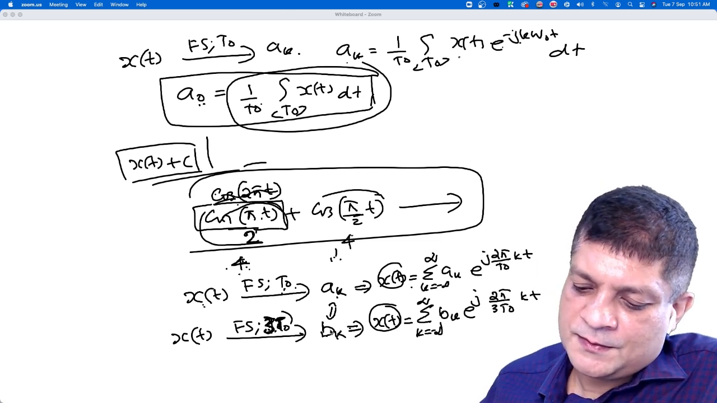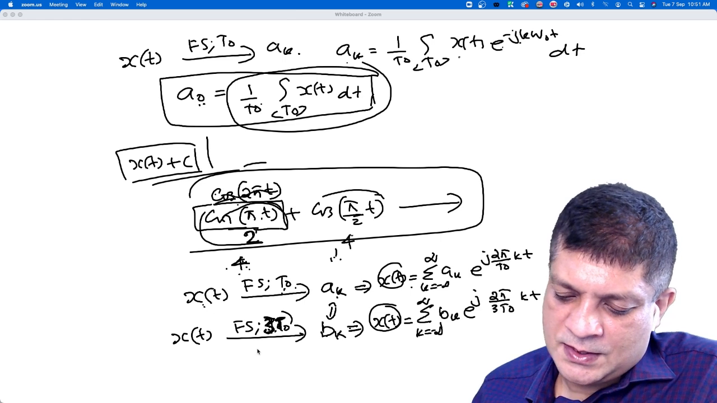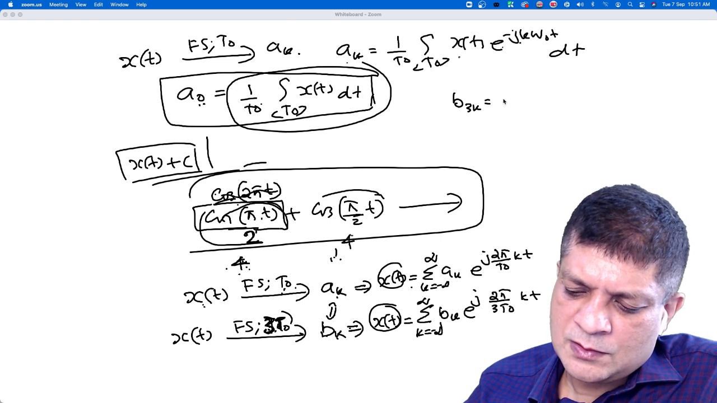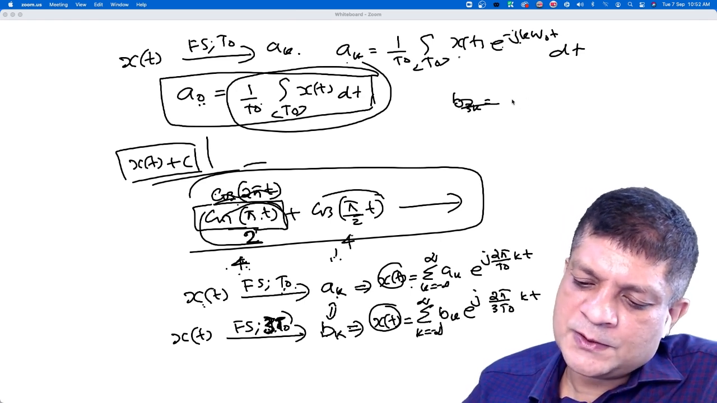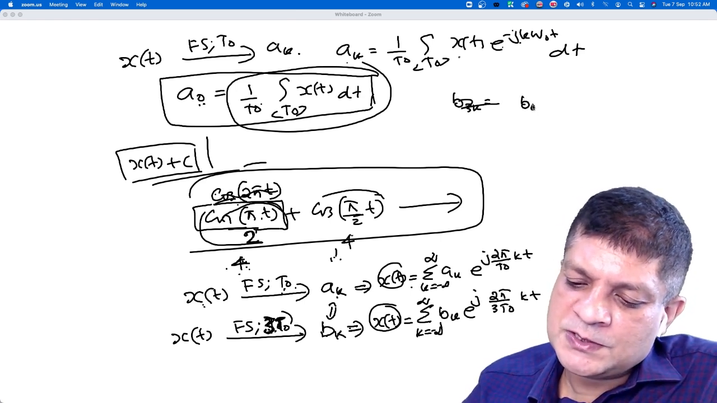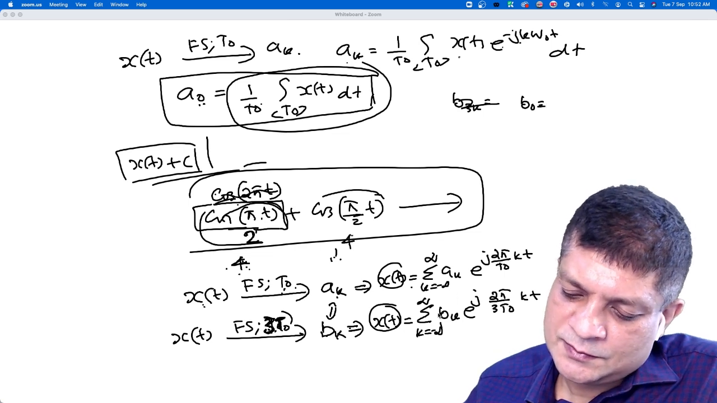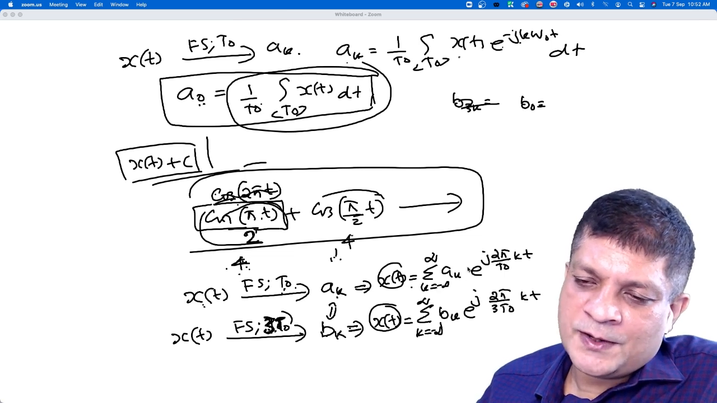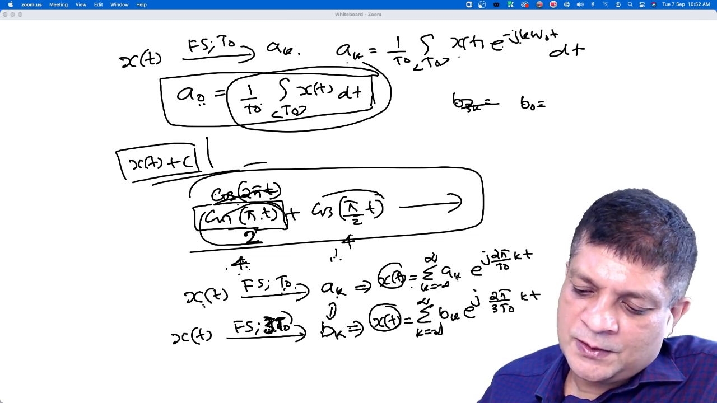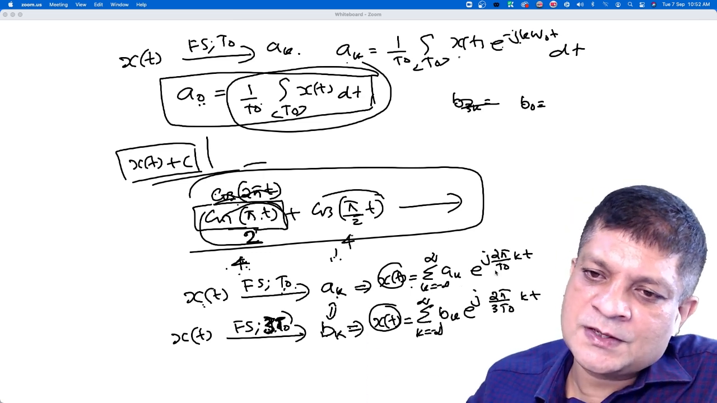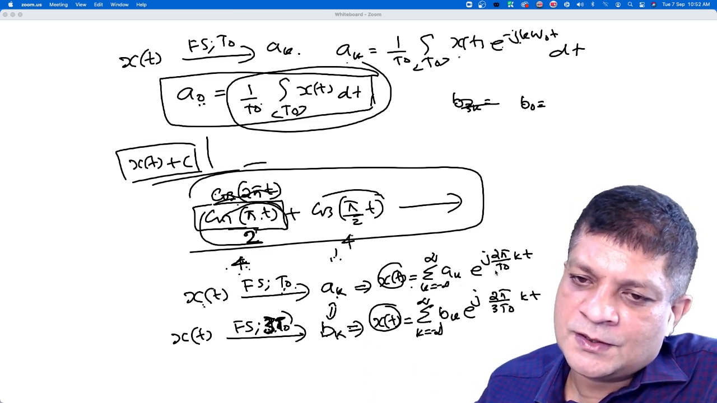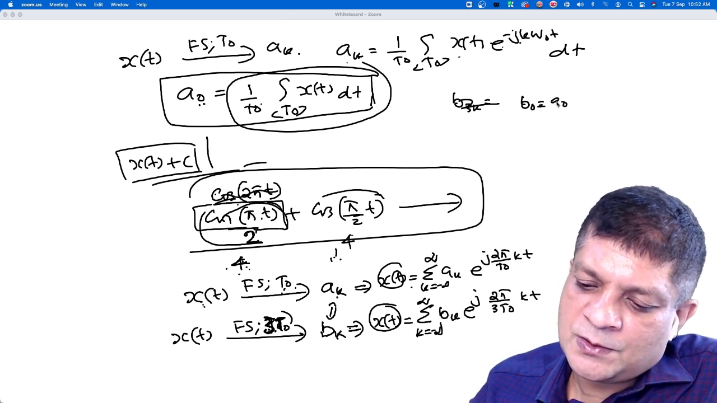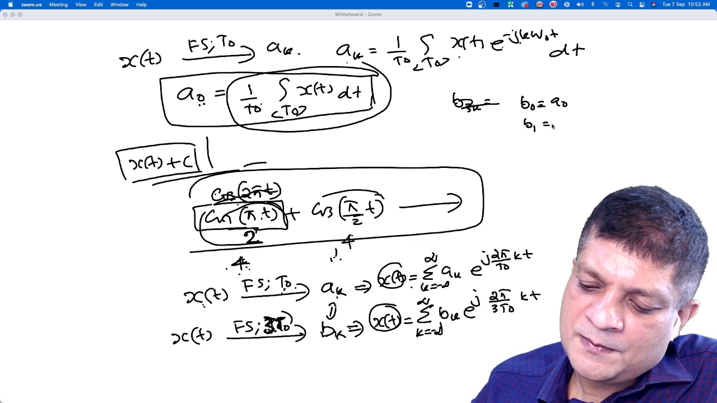So b_3k is equal to a_k. What is b_3k? First, let us find one by one. What is b_0? In this, you have a_0. To equate these two infinite series, you have to find the terms having the same harmonics, isn't it? You have to equate the terms with the same harmonics. So b_0 is a_0.